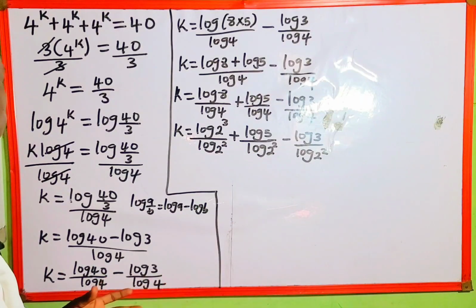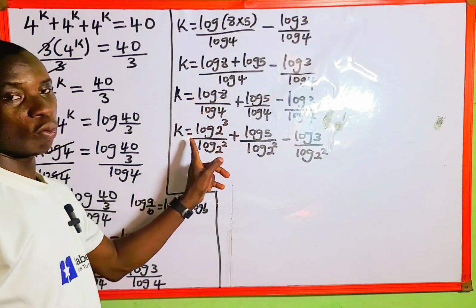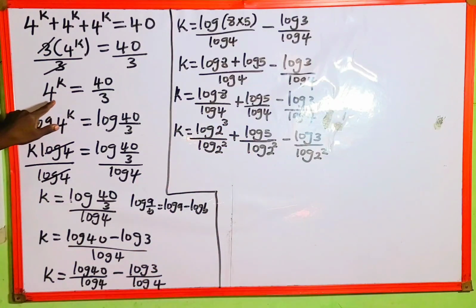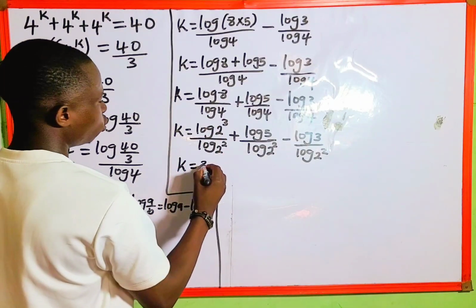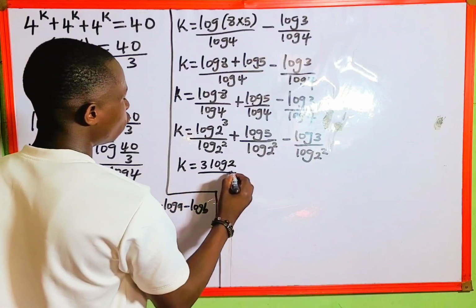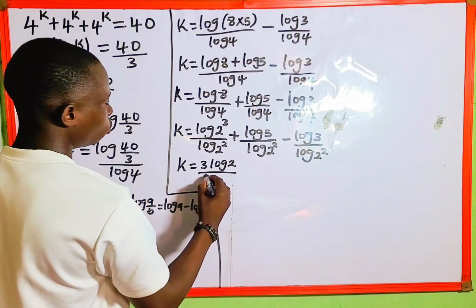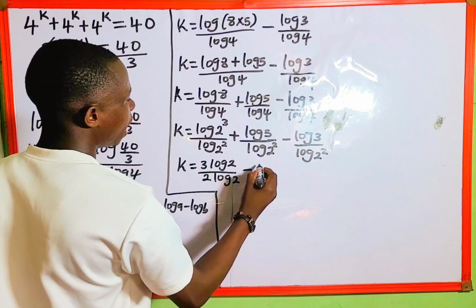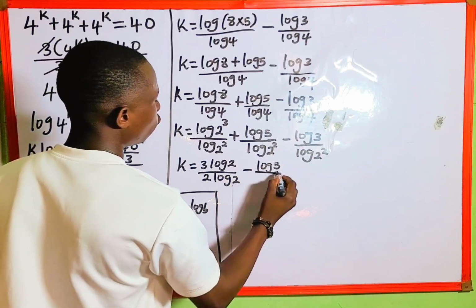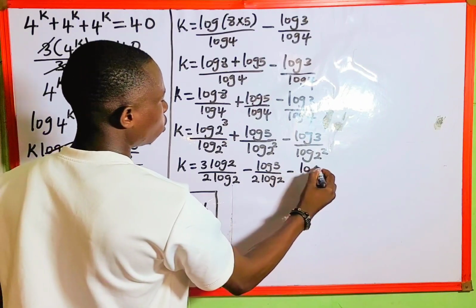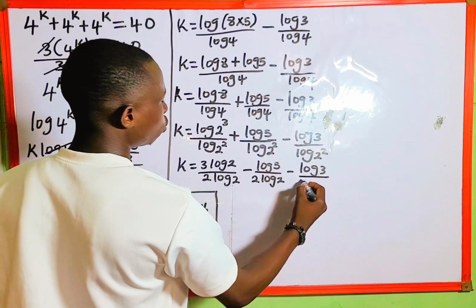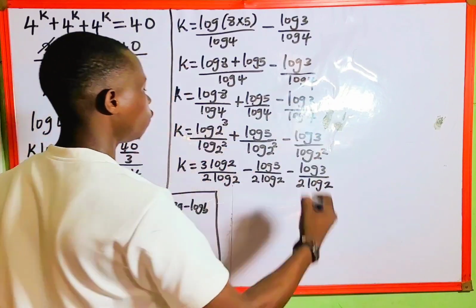Recall the power property of logarithm. When you have a power, it's going to come back to multiply the log, like the way we did here. As you can see, this power here goes back to multiply log 4. So we're going to have k equal to, this 3 is going to come back, it's going to be 3 log of 2 over, also this 2 is going to come back, we are going to have 2 log of 2, minus, here we have log 5 over, 2 is going to come back, we have 2 log of 2, minus log of 3 over, this 2 is going to come back also, we have 2 log of 2.